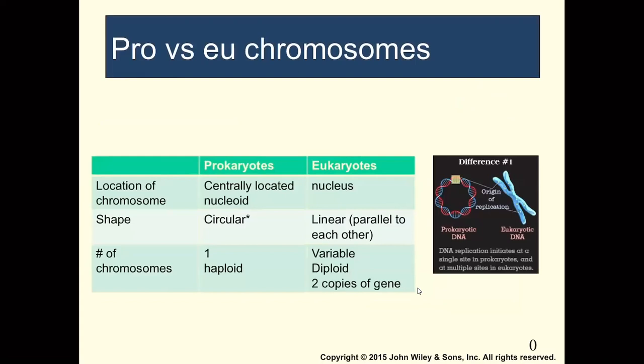Now I made a little chart because that's the way I roll. I like charts. This just summarizes it. So the location of the chromosome: in prokaryotes, it's in this spot called a nucleoid. So there's no membrane-bound nucleus.